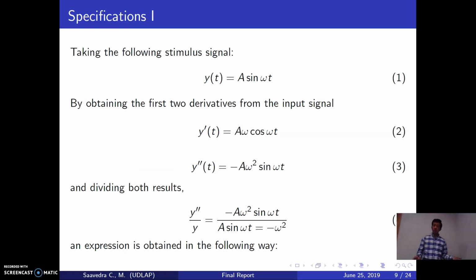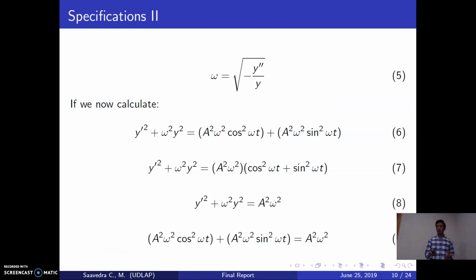Well, what specification do we have? In the state of the art, we already have, from INAOE, that if we take a stimulus signal like a sine of omega t, we can find the second derivative, and then dividing the second derivative over the stimulus signal, we are going to obtain the frequency omega, by doing just operations over the data that we had before.